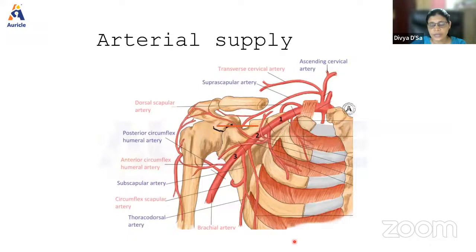Arterial supply. The arterial supply is mainly by the posterior and anterior circumflex humeral arteries, then the subscapular artery, basically branches of the axillary artery, and the suprascapular artery. The suprascapular artery is a branch from the subclavian. So these are the arteries which supply the joint.